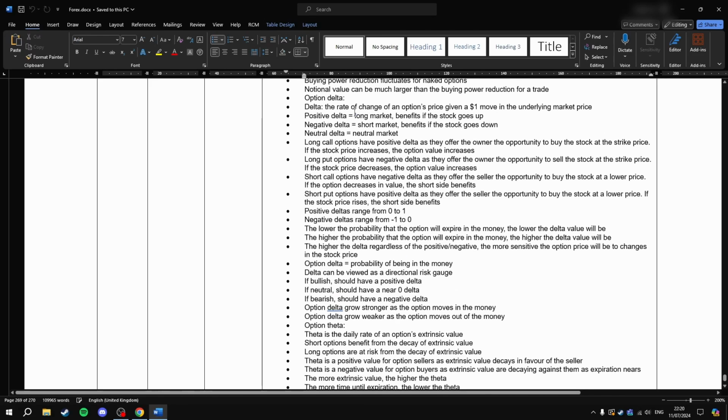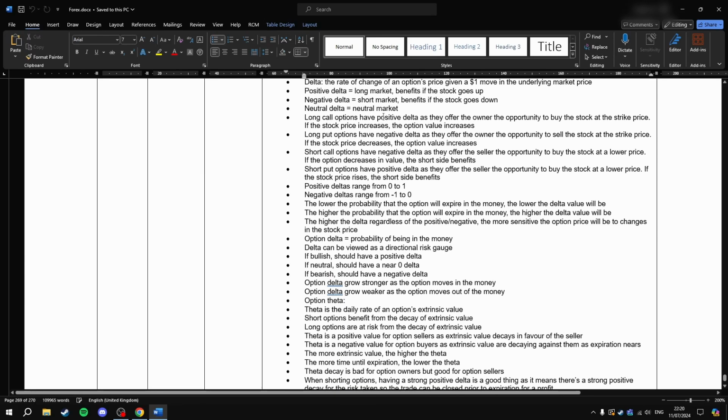I think we went through the option delta, but anyways, delta is the rate of change of an option price given a $1 move in the underlying market price. Positive delta equals long market, so benefits if the stock goes up. Negative delta is short market, benefits if the stock goes down. And neutral delta is your neutral market, so 0.